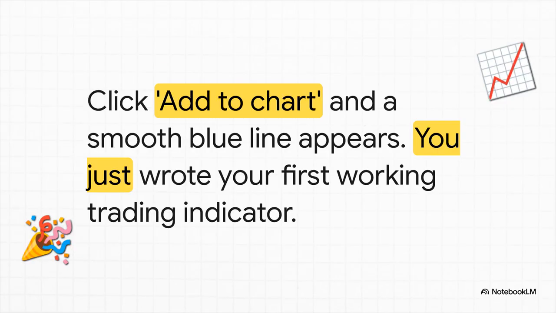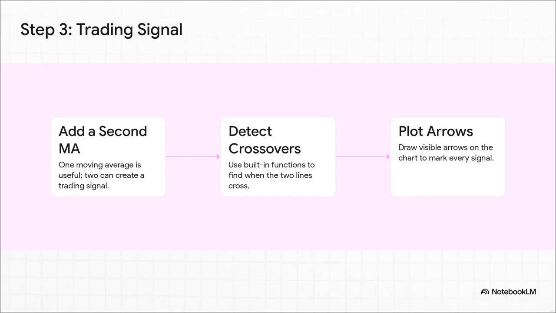Okay, go ahead and find the Add to Chart button in the editor and click it. And bam, just like that, you should see a nice, smooth line appear on your chart. Seriously, take a second and let that sink in. You just gave the computer instructions and it listened. You're officially a coder.